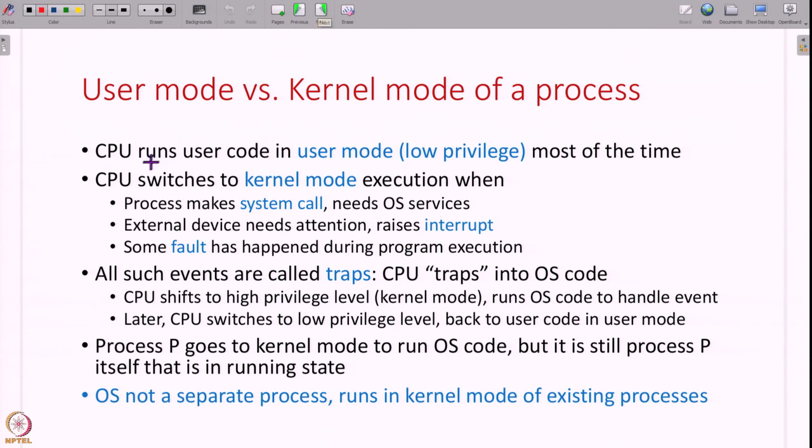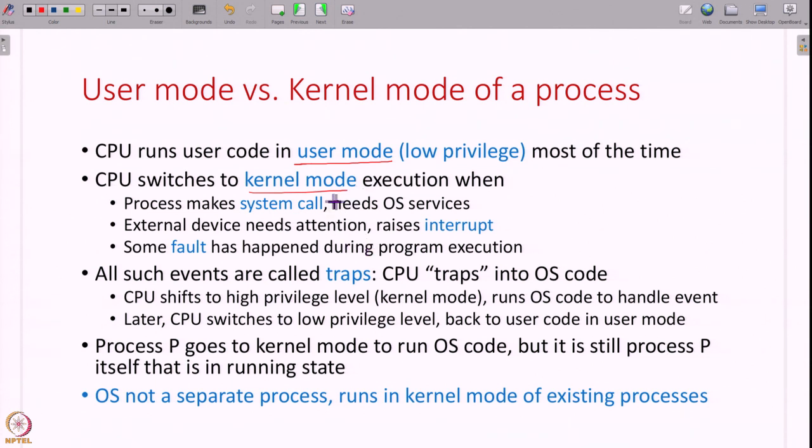Okay. So, when the CPU is running user code, we say that it is running in user mode, right. This user mode is a low privilege mode, okay. And you cannot execute certain privileged instructions that access hardware and all of that. On the other hand, when the operating system is running, we are running in a privileged mode, right. So, therefore, sometimes once in a while the CPU will switch to kernel mode execution when it has to run operating system code. So, when does the CPU switch to kernel mode? Once a user code is running, when does the switch back into the operating system happen?